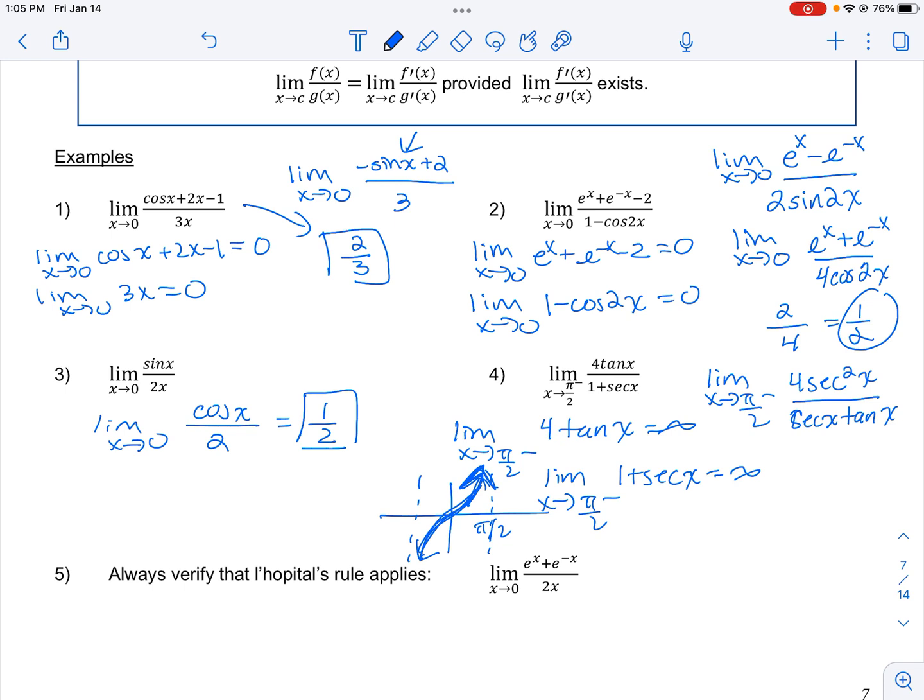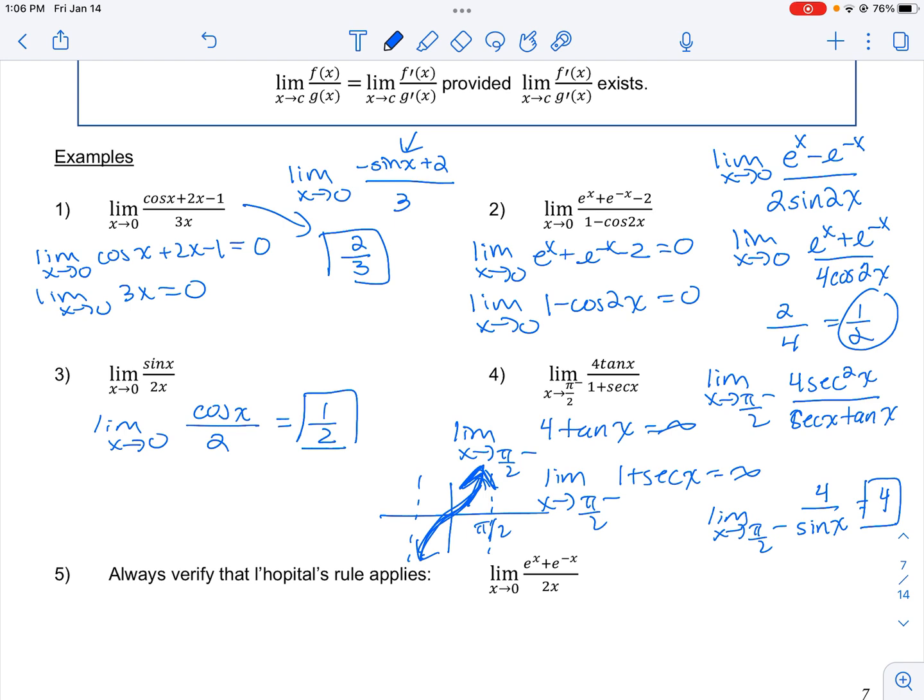Notice one of the secants will drop out. So you end up with secant divided by tangent. And if you simplify that, changing things to sines and cosines, you're going to end up with just the sine on the bottom. So typically with the trig functions, you want to try to clean it up as much as you can. And now if I plug in pi halves, the sine of pi halves is 1. So this limit is 4.